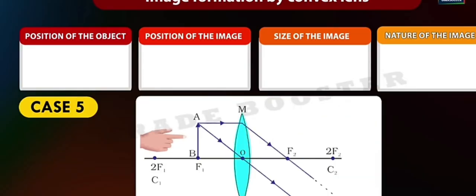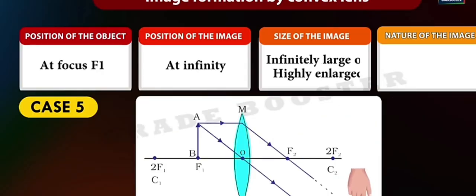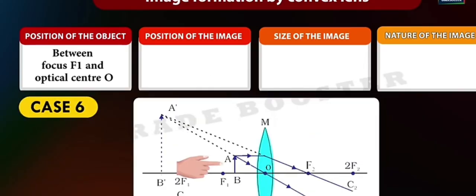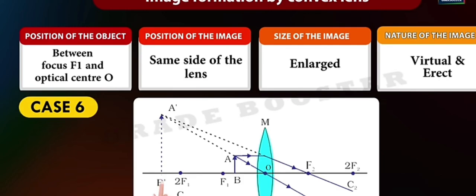Case 5. If position of the object is at focus f1, the position of the image will be at infinity. The relative size of the image is infinitely large and highly enlarged. The nature of the image is real and inverted. Case 6. If position of the object is between focus f1 and optical center O, the position of the image will be on the same side of the lens as the object. The relative size of the image is enlarged. The nature of the image is virtual and erect.